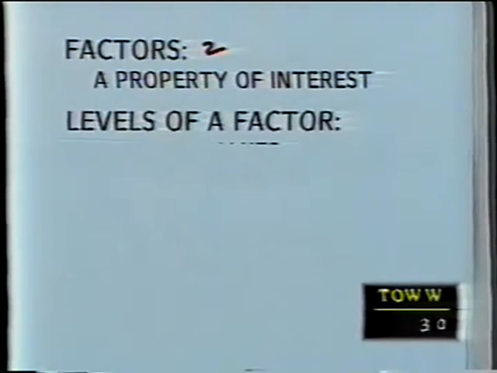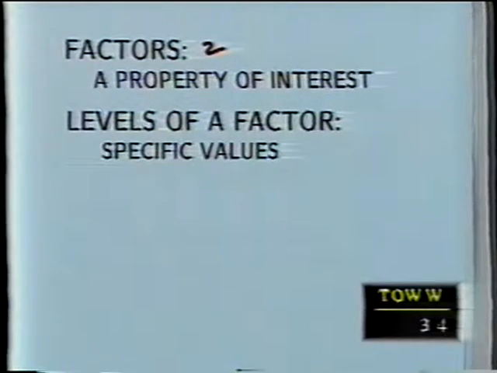The properties we're going to talk about are called factors. A factor is a property of interest. I'll make it clear when I give examples, but a factor is just a property of interest, and there are two of these. That's why it's two-way analysis of variance. There are going to be two factors. Then there are levels of the factor. Levels. These are the specific values of that factor.